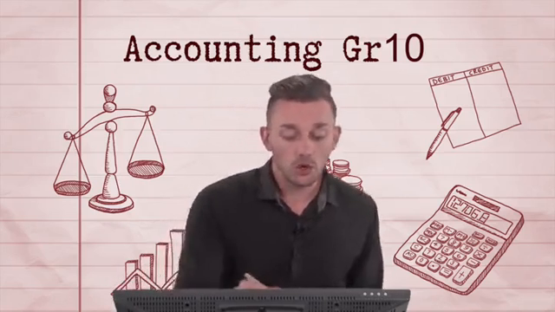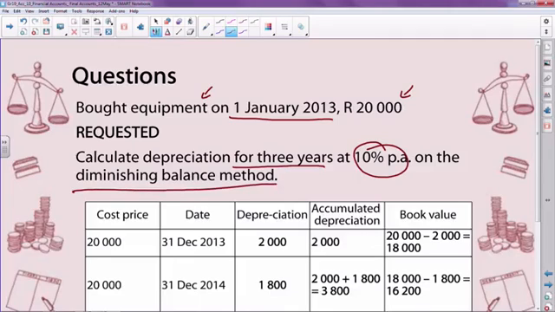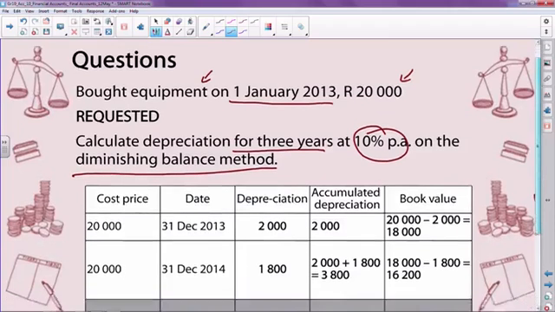The next one is you bought equipment. This one, you bought equipment also on the 1st of January, but you paid 20,000 Rand for this equipment. What is the method of depreciating, and what rate? So calculate depreciation for 3 years again at 10% per year on the diminishing balance method. Now, the first year is exactly the same as the cost, because we didn't lose anything before. So let's go and look at it.